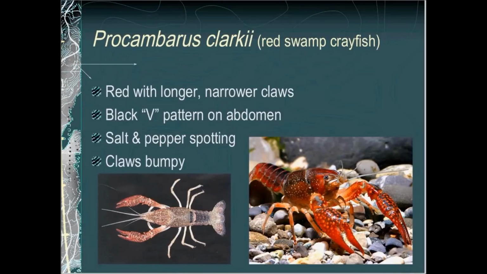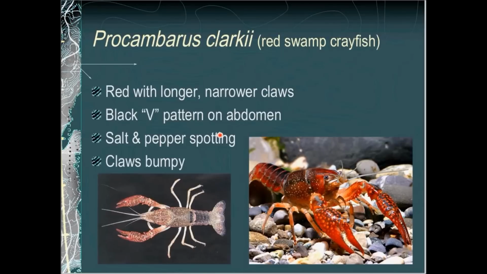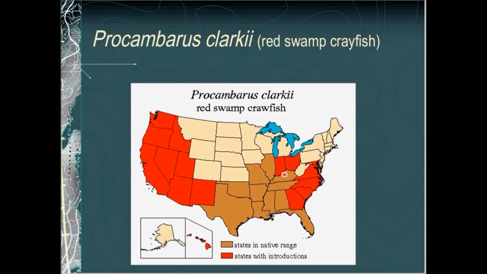Red swamp crayfish is another one that you probably want to keep a lookout for. It's bumpy. It's red and it has these salt and pepper bumps on it, and it also has this black V shape on the top side of the abdomen. And again, it's native to the southeast part of the U.S., but it has been moved on the East Coast and all over the West Coast. It's interesting. New Mexico and Arizona, I don't think have any native crayfish, but they've got red swamp crayfish.